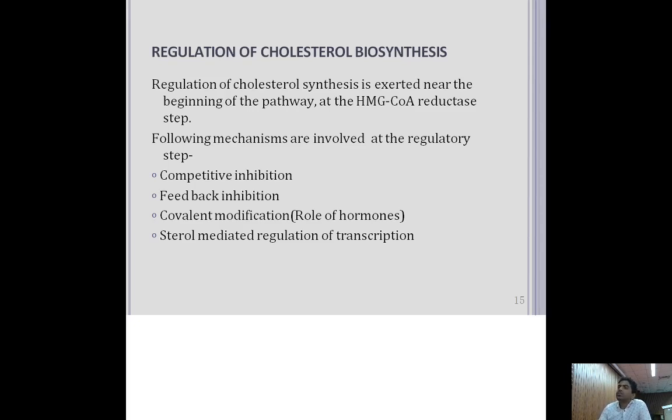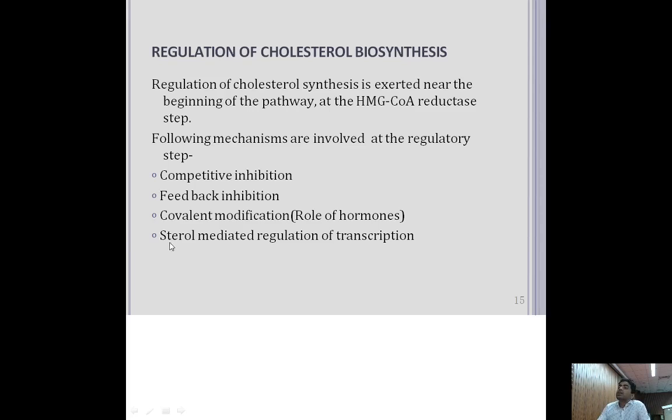Third is covalent modification. So this is basically some hormones either activate or inactivate the enzyme by phosphorylation and dephosphorylation. I don't know whether they taught you in enzymes or not, but phosphorylation and dephosphorylation is a process by which covalent modification happens and the enzyme either gets activated or deactivated. So this is basically modulated by some hormones.